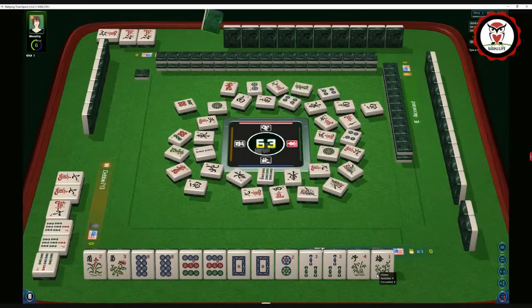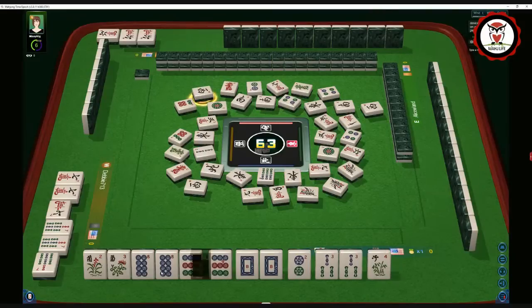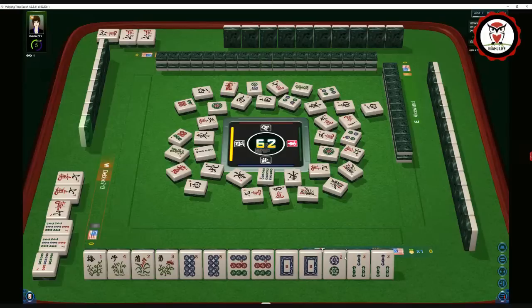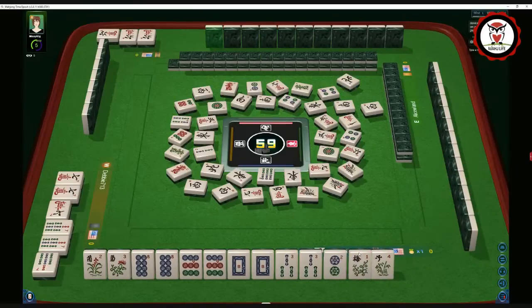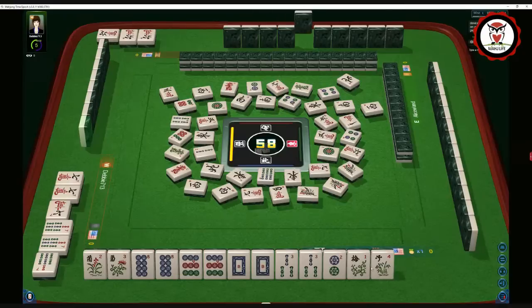Okay, let's see here. West wind. Flowers. West wind. Well, can we get 8 bams or 8 dots or 8 cracks? I think this player to our left is playing 7-8-7-8. I was thinking maybe we could switch to a quint, but we can let that go. West wind. North wind. We need to let these go. These are risky to hold on to.